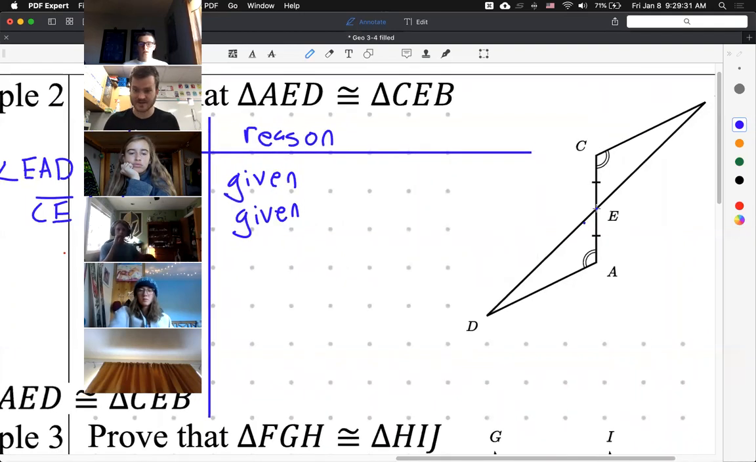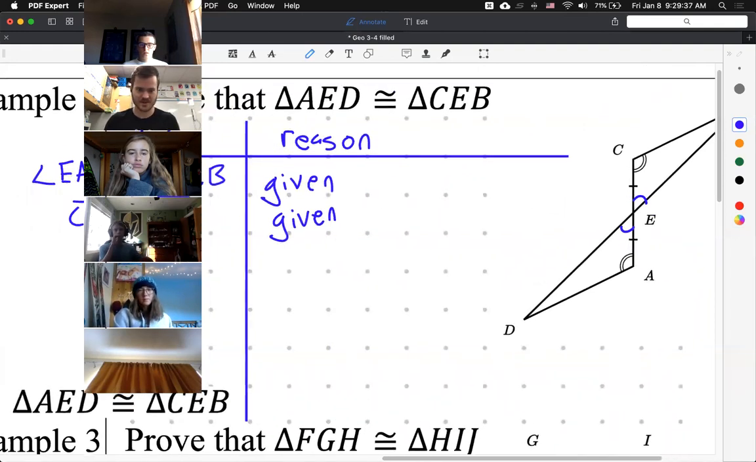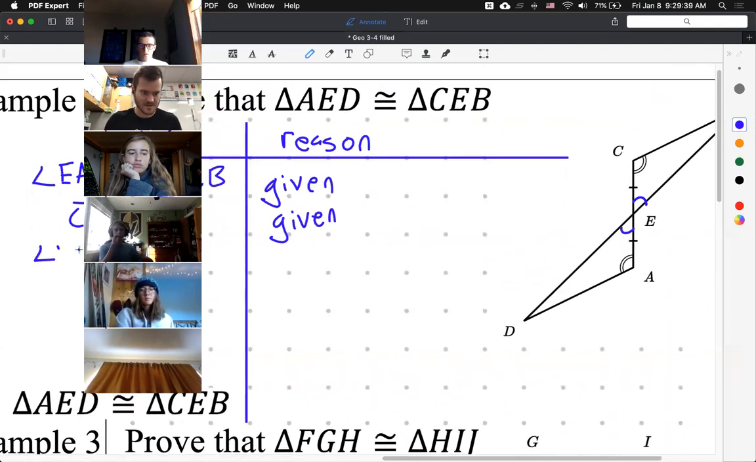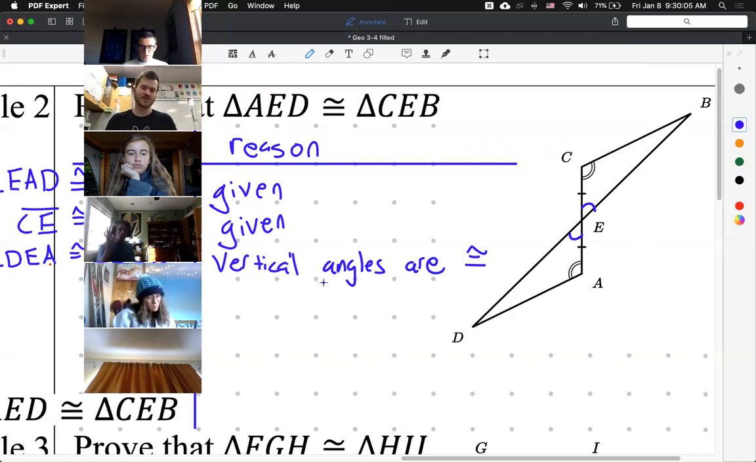And that is going to be valid. It is an angle that is on the inside of the triangles, and those are congruent by vertical angles. So we'll say that the angle DEA is congruent to, or I should say angle CEB, and that's by vertical angles are congruent. If you just say vertical angles, you're close enough, but you have to say vertical angles are congruent, because are vertical angles supplementary? Do you really know the theorem?